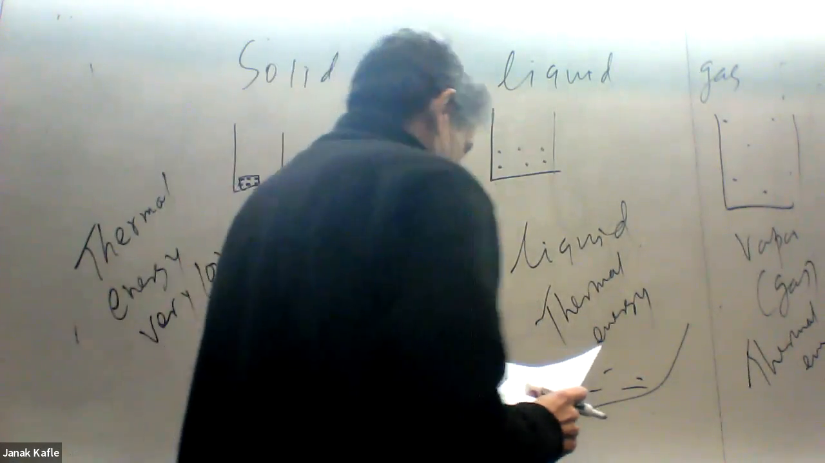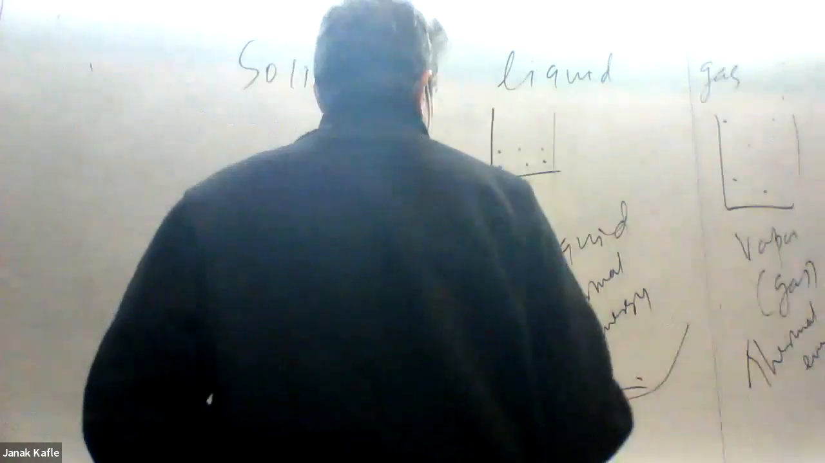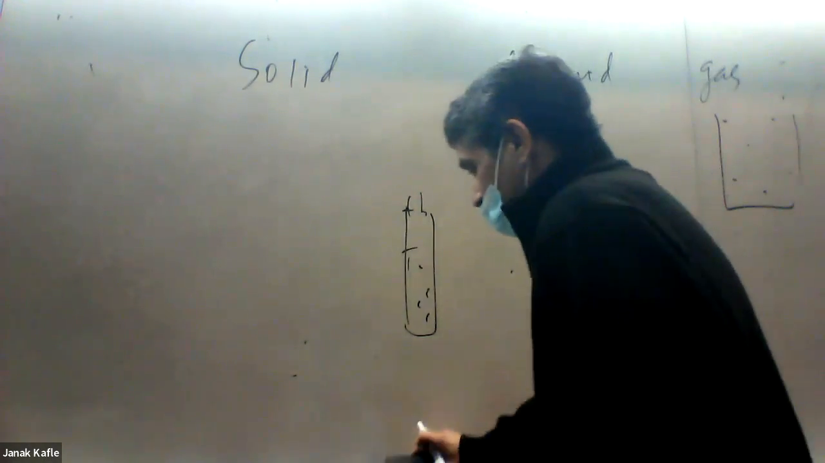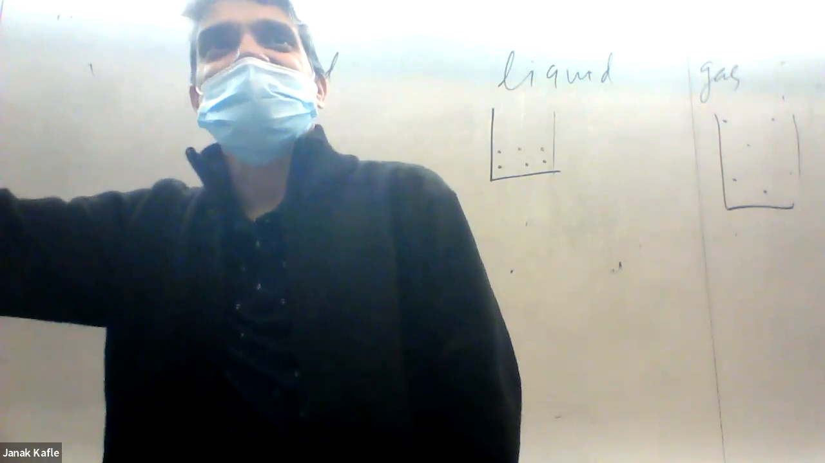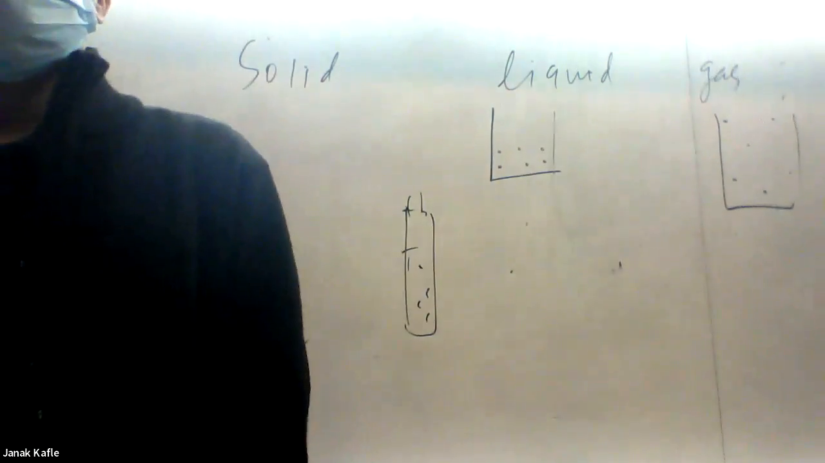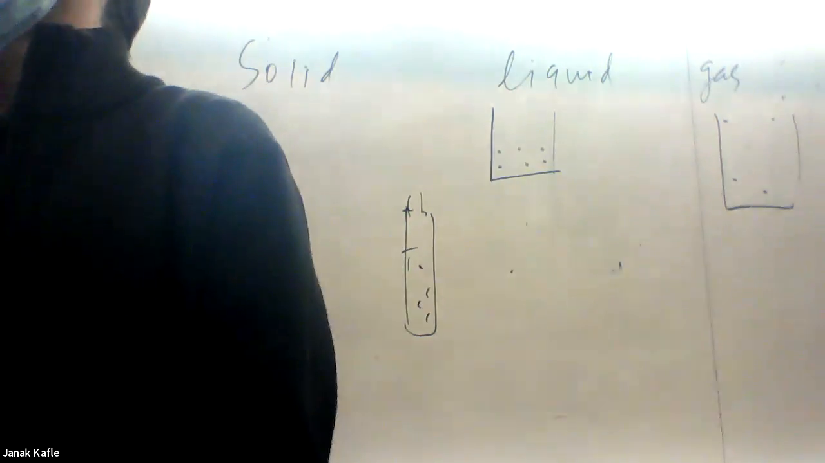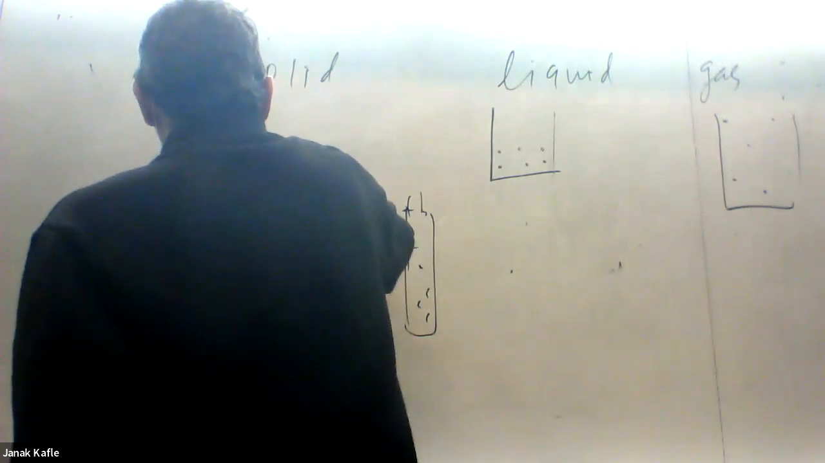So let's talk about the volume. The solid has a definite volume. For example, this is a duster. How do you calculate the volume of this guy? You measure the length, you measure the breadth, and you measure the height, and you multiply length, breadth, height, and you get the volume, right? So solid has definite volume. Make sense?